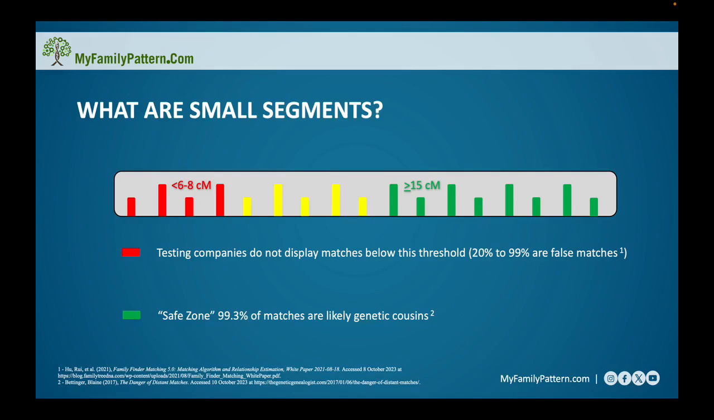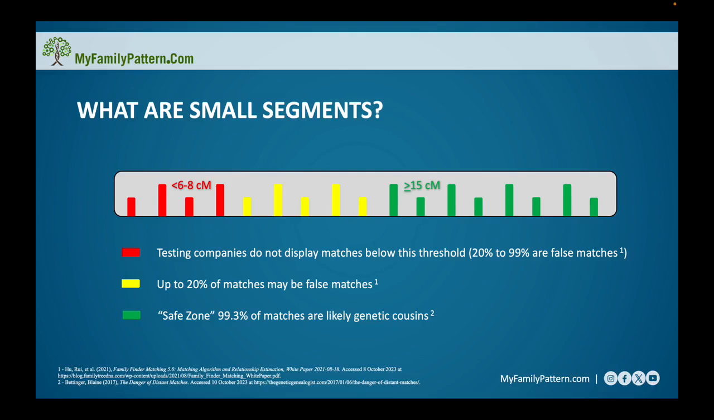Typically, when we look at segment size, we want to focus in on those that are 15 centimorgans and greater. Genetic genealogist Blaine Bettinger defines this as the safe zone. He calculates, and Family Tree DNA confirms this, that more than 99% of our matches at 15 centimorgans or greater are actually likely to be true genetic cousins. And so when we're looking at matches, we want to concentrate on those matches that share at least 15 centimorgans or greater.